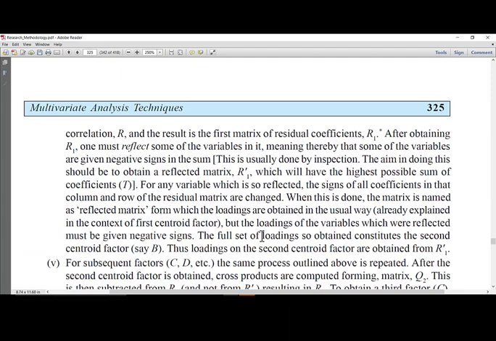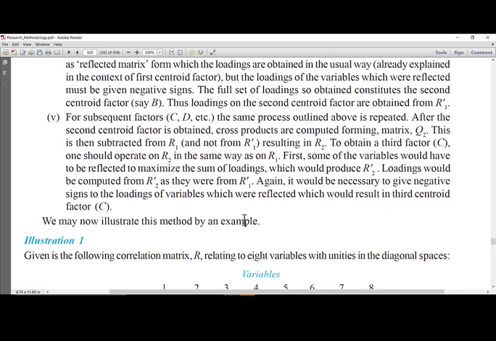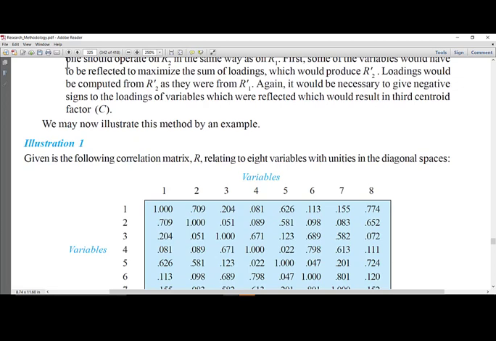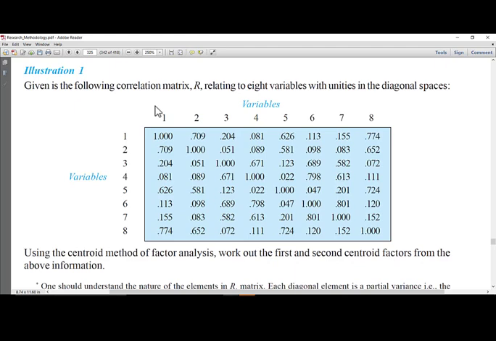Already I have asked you to go through illustration one. I hope you have already gone through it, but otherwise also now you can try to understand what is this centroid method used for factor analysis. In this illustration, a correlation matrix R is given relating to 8 variables with unities in the diagonal spaces. You can see along the diagonal unities are there, and these are the correlations. In this problem, there are 8 variables, and the correlation between 1 and 1 is 1 only. The correlation between 1 and 2 is given as 0.709. You can observe that the correlation between 1 and 2 is 0.709, meaning the correlation between 2 and 1 is also 0.709.